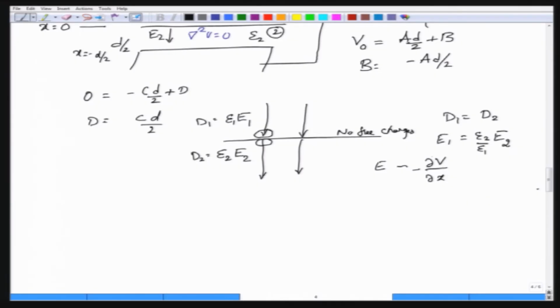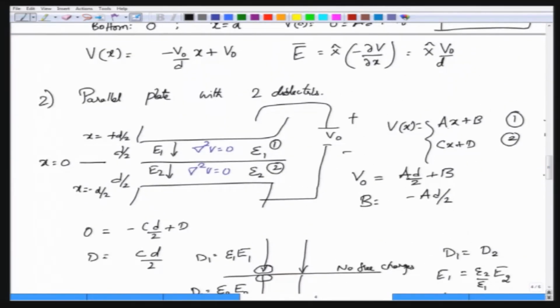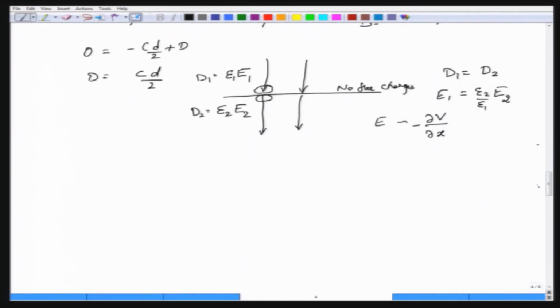Okay. So, if I differentiate the potential V, let us go back to that V of x. If I differentiate the first expression with respect to x, I get A, and differentiating the second expression with respect to x, I get C. The minus signs on both sides will cancel each other out, so I do not have to worry about that, and multiplying by epsilon, I get epsilon 1 times A equals epsilon 2 times C, right.